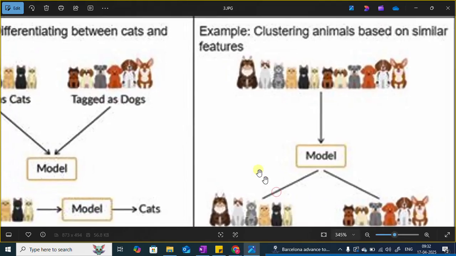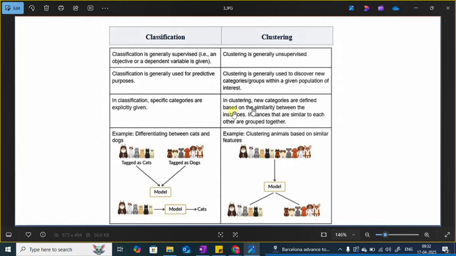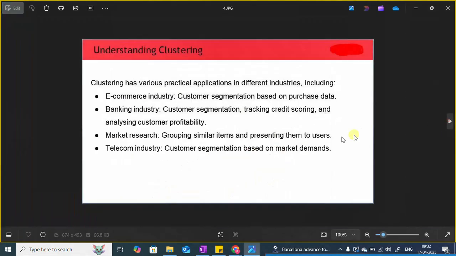Clear, guys? Any doubts so far? So this is all about the difference between classification and clustering.